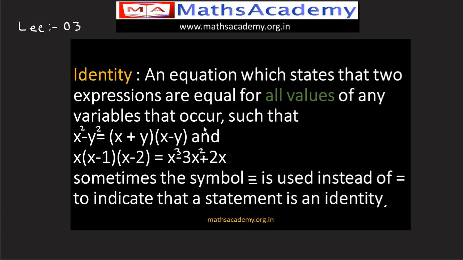Here I am taking some examples: x square minus y square is equal to x plus y into x minus y, and x into x minus 1 into x minus 2 is equal to x cube minus 3x square plus 2x. Sometimes the identical-equal symbol is used instead of the equal to sign to indicate that a statement is an identity. Now we are going to explain this statement.